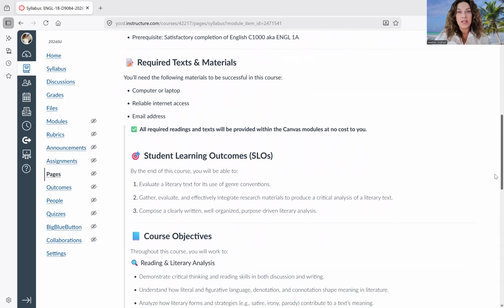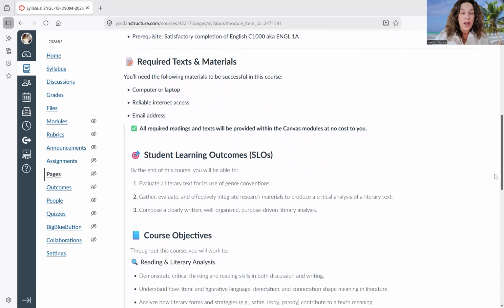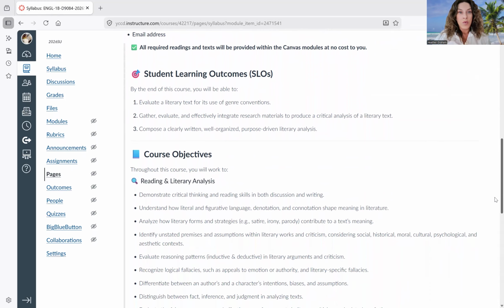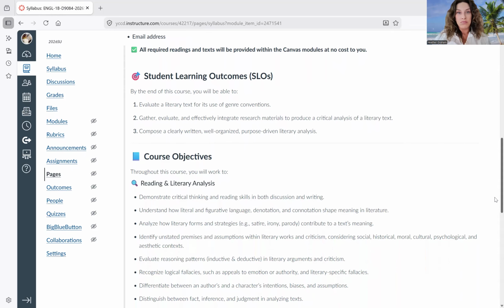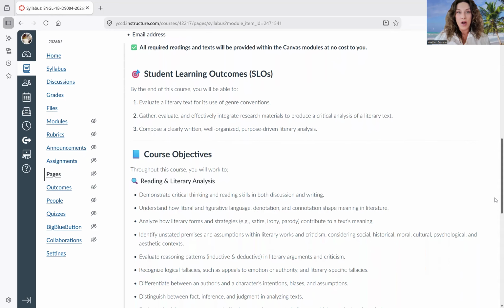The required text really is a computer, reliable internet access, and an email address through YCCD. All required readings and texts are actually provided here through the Canvas modules. So you should not have to purchase anything at all.